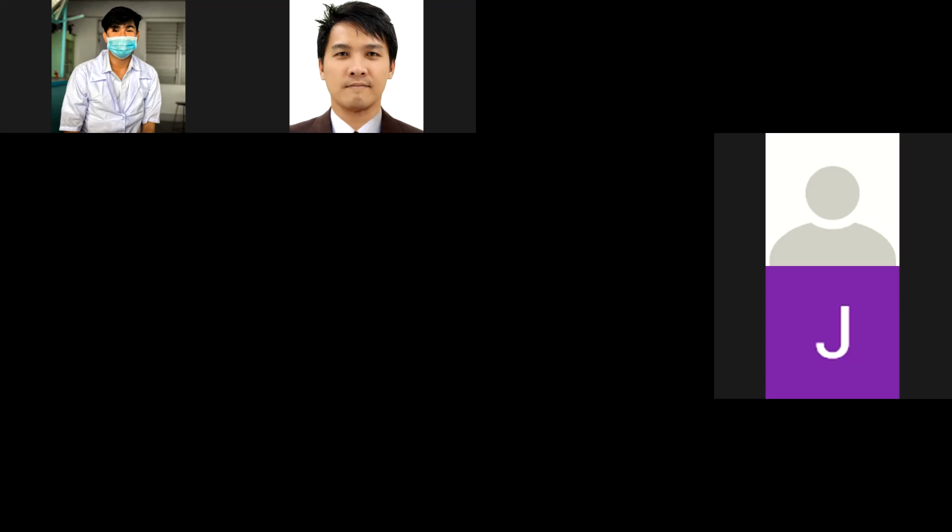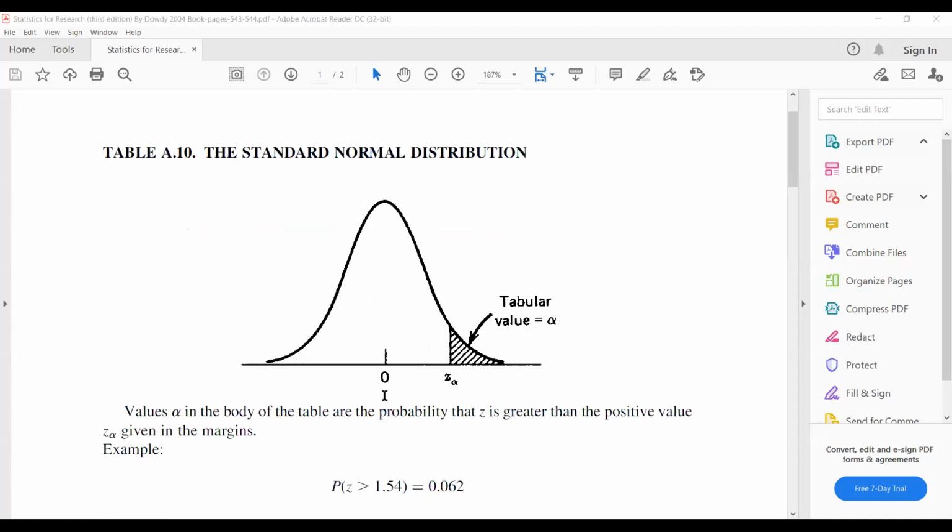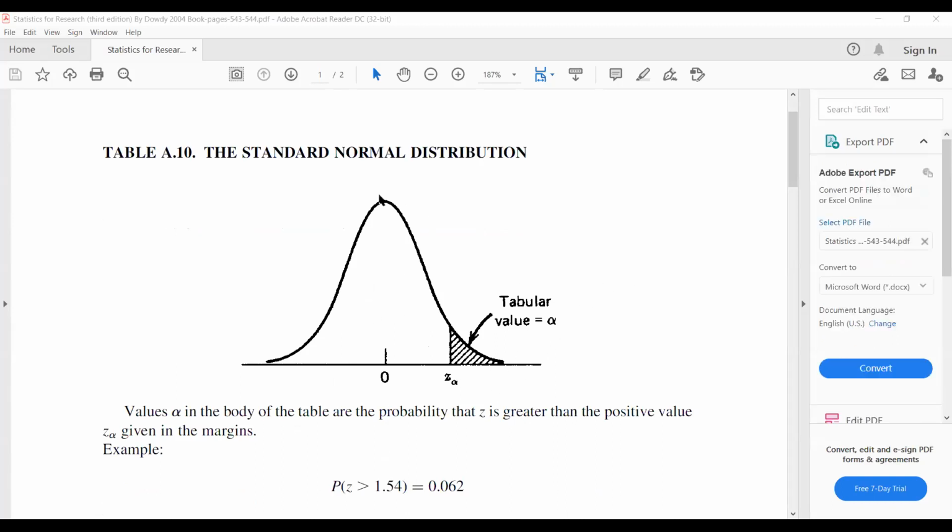Okay, so we have here the standard normal distribution where our mean is 0 and the variance is 1. So we assume that the area here is 100% or 1. Values of A, or yung alpha natin, in the body of the table are the probability that Z is greater than the positive value Z_A given in the margin.